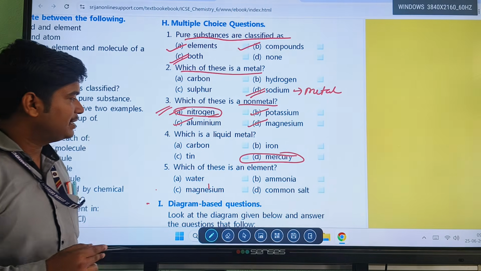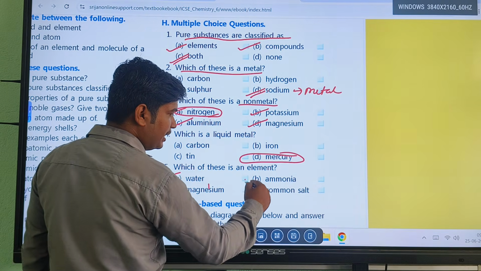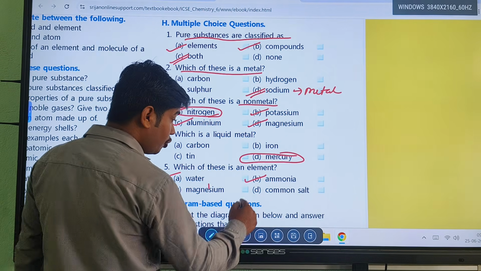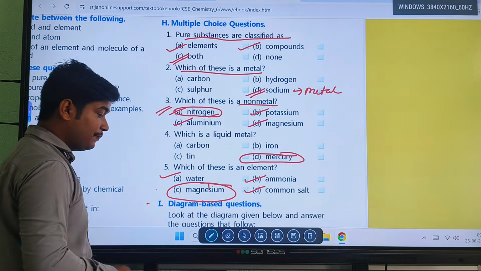Which of these is an element? Water is a compound. Ammonia is also a compound. Common salt is also a compound. So which one will be the answer? Magnesium will be the answer.